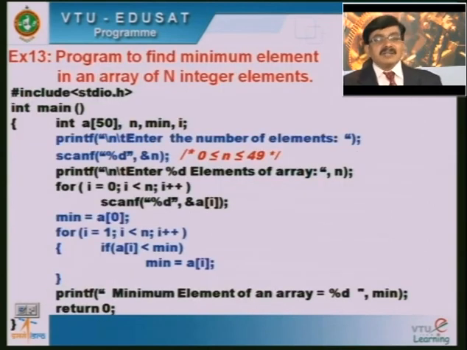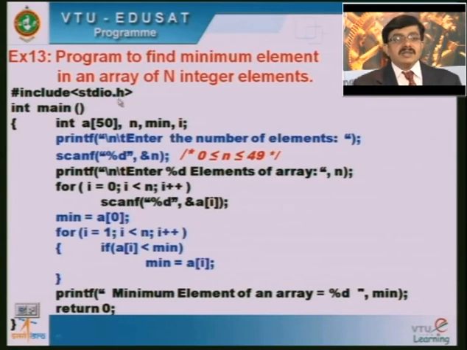Now, it is similar to the maximum element finding problem. First I will declare a of 50, an array of 50 integer elements. n is another variable I am declaring for the number of elements of the array. min is a variable to hold the minimum element of the array, and i is the loop iterator. These are the variables which I will be declaring for my programming.